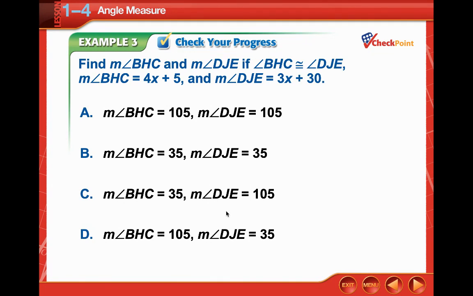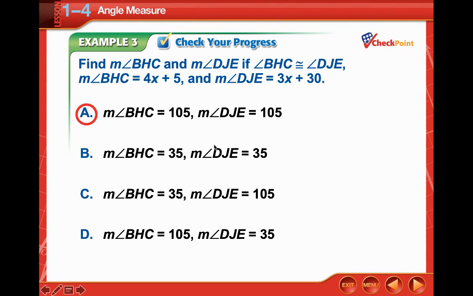All right. Hopefully you're able to solve this. And you should have gotten 105 and 105. First of all, it tells us the measure BHC and DGE are congruent. So that means they equal the same thing. So if you look at C, you know that 35 does not equal 105. They're not the same. So C can't be right. D can't be right, because they're supposed to equal the same thing. So it's either A or B.